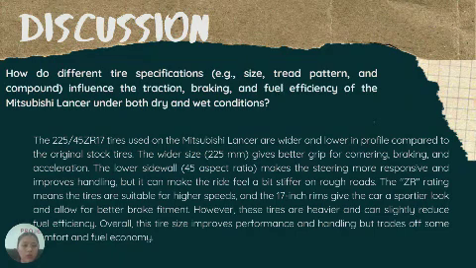The lower sidewall, 45 aspect ratio, makes the steering more responsive and improves handling, but it can make the ride feel a bit stiffer on rough roads. The ZR rating means the tires are suitable for higher speeds, and the 17-inch rims give the car a sportier look and allow for better brake fitment. However, these tires are heavier and can slightly reduce fuel efficiency. Overall, this tire size improves performance and handling but trades off some comfort and fuel economy.